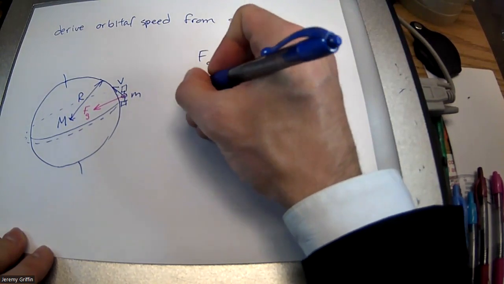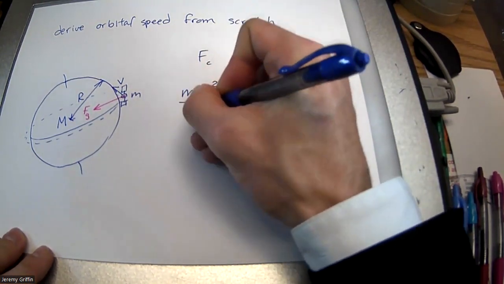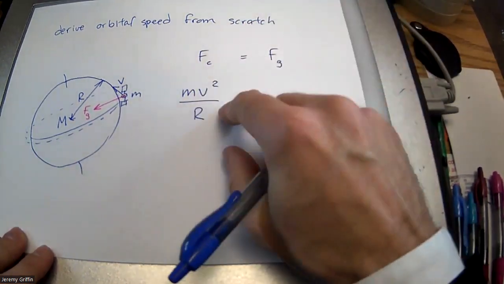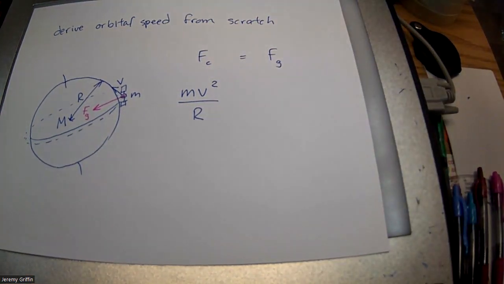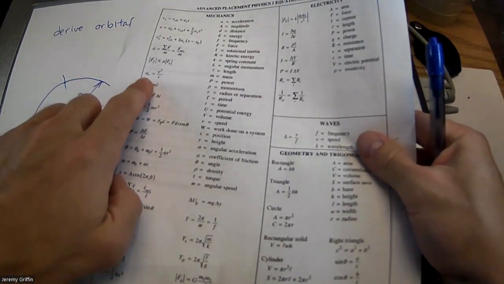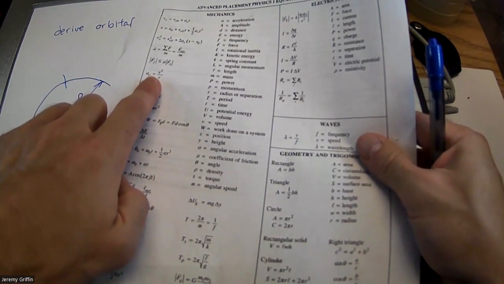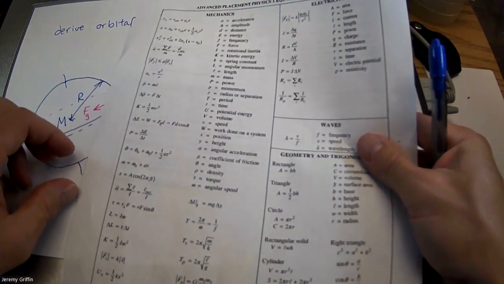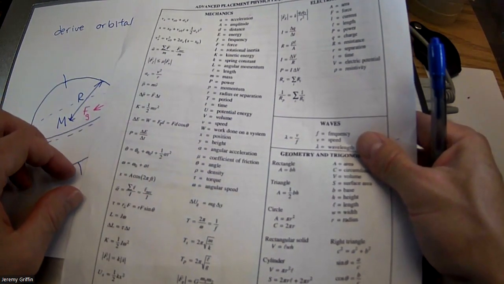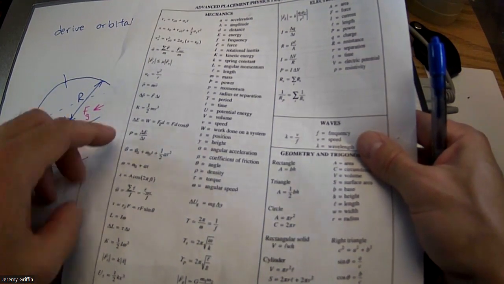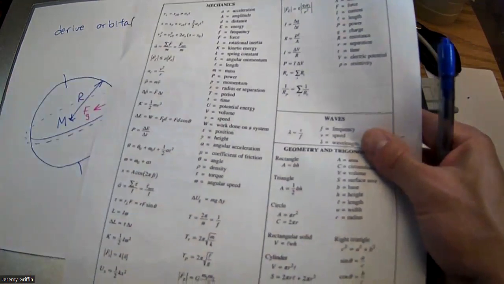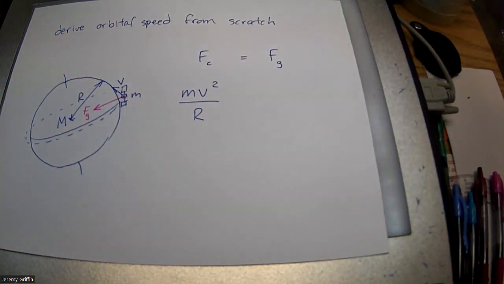mv² on r. AP doesn't exactly give you this equation, but sort of does, almost. AP gives you centripetal acceleration right here. Its centripetal acceleration is v squared over r. But if you combine that with Newton's second law of motion, F equals ma, just multiply that by mass, you get the centripetal force.